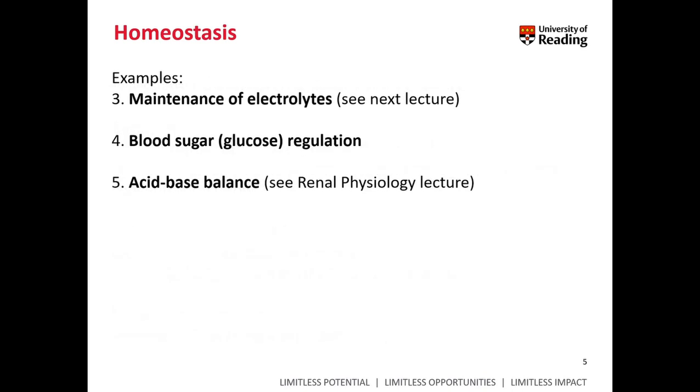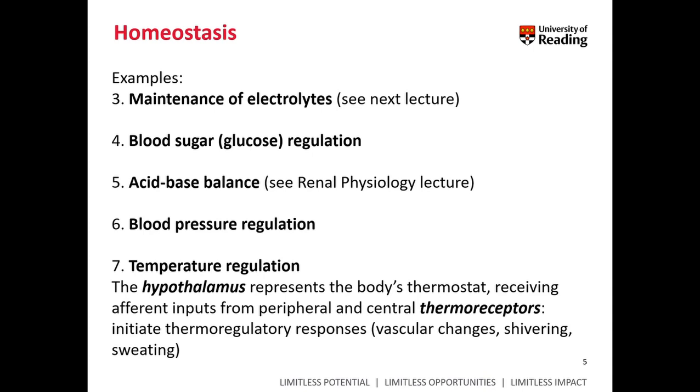Other examples of homeostasis are the maintenance of electrolytes, which we will mostly look at when we talk about body fluids in the next lecture, and we will talk a lot about it during the renal lecture. Blood sugar regulation and acid-base balance, and again we will talk a lot about this in our renal physiology lecture and in the renal physiology workshop. And then once again the blood pressure regulation, which is one of my favorites, and of course the temperature regulation.